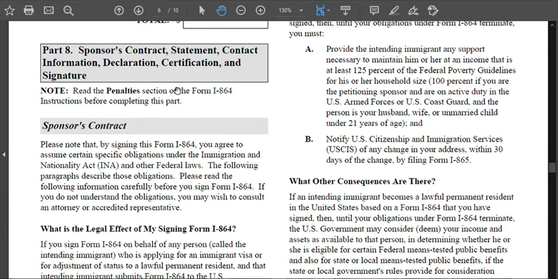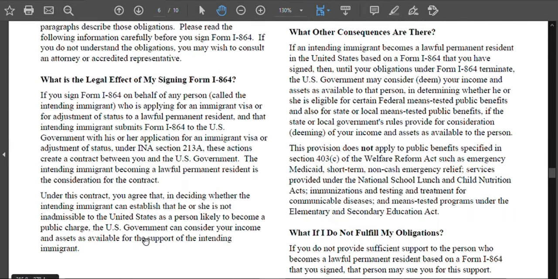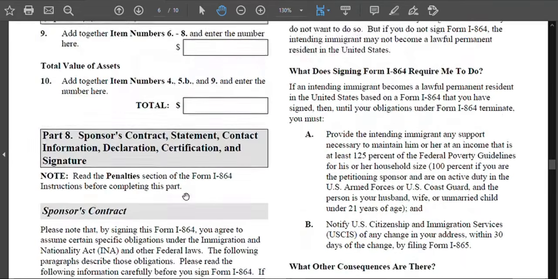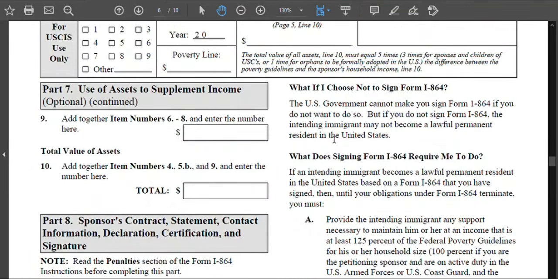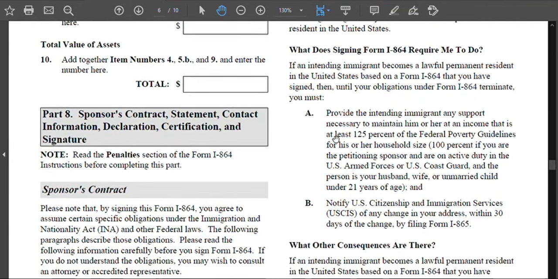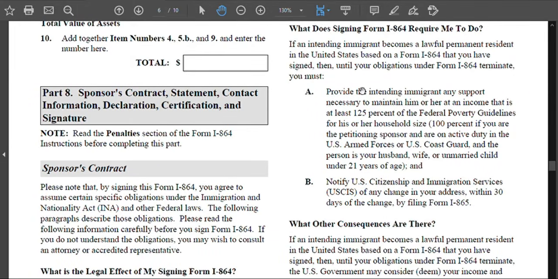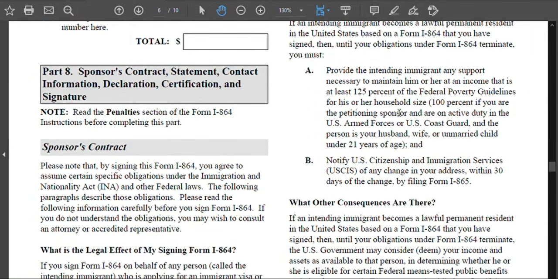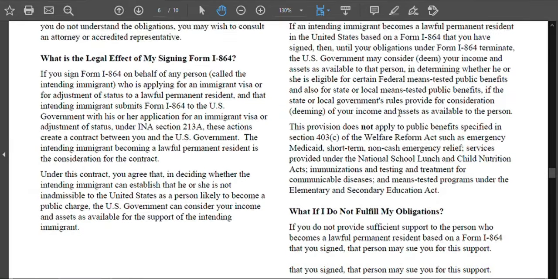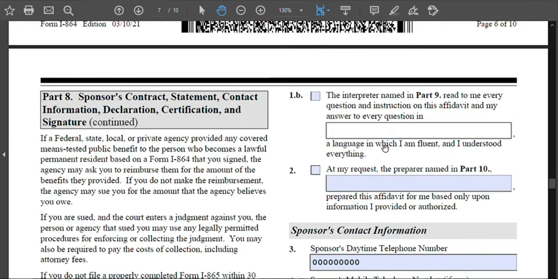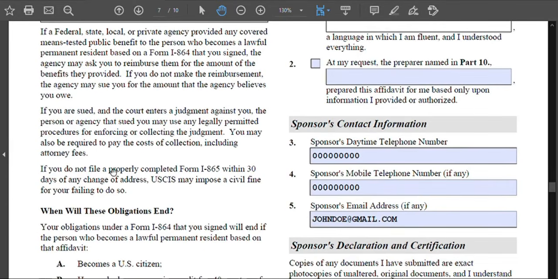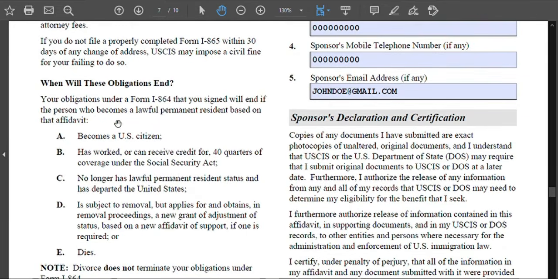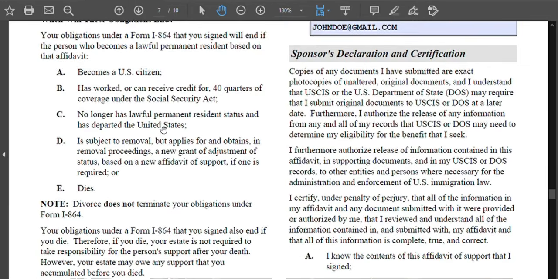Part 8 is the sponsor's contract, signature, certification, everything. So please make sure that you read this very carefully. This will explain about the affidavit of support, why you're required to sign it, your obligations as the person signing this affidavit of support, any legal consequences, and also it will talk about when your obligations as a joint sponsor or as a regular sponsor will end.